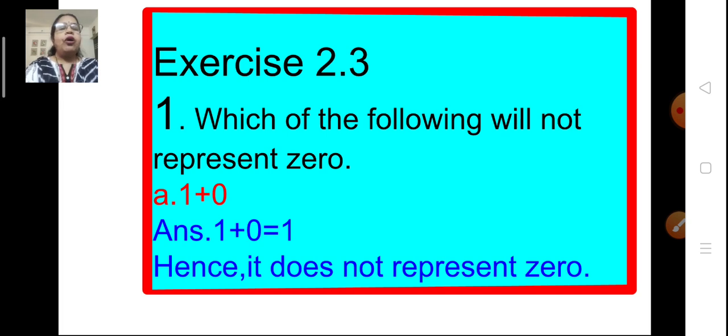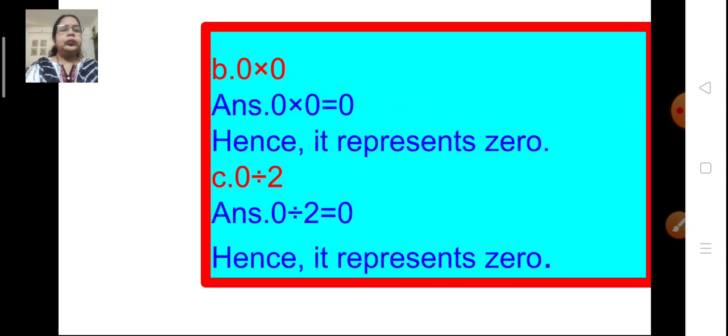So, which of the following will not represent 0? The first question. Okay. First one, A is given 1 plus 0. So, when we add 0 to 1, what does it become? It becomes 1 only, because 0 is the additive identity of 1, isn't it? Whenever we add 0 to any whole number, the answer is the whole number itself. Okay. So, it does not represent 0.